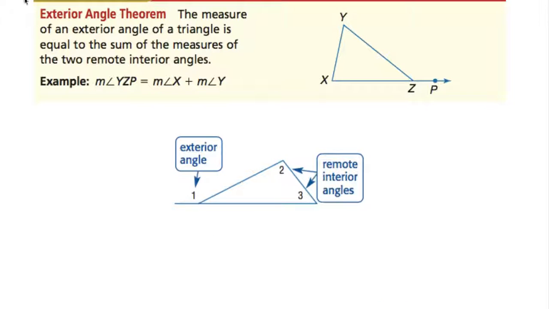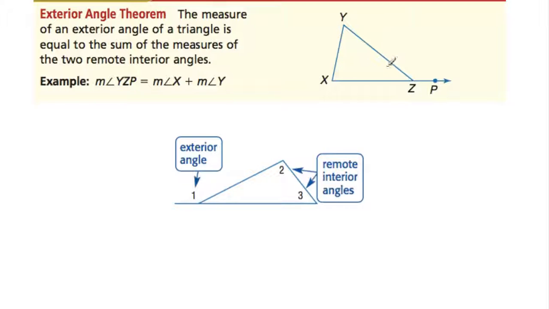That brings us to this. This is called the exterior angle theorem. This is another important piece. So the measure of an exterior angle of a triangle is equal to the sum of the measures of the two remote interior angles. Huh?